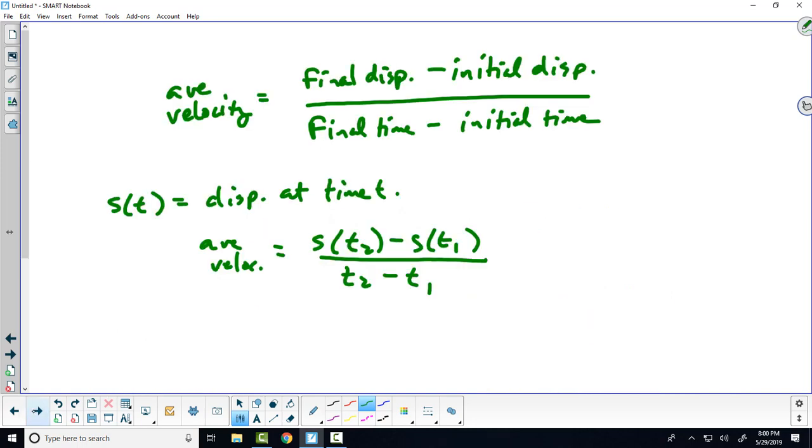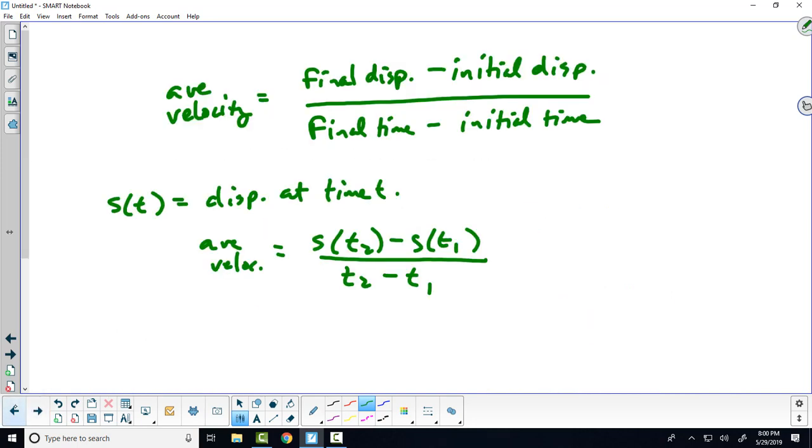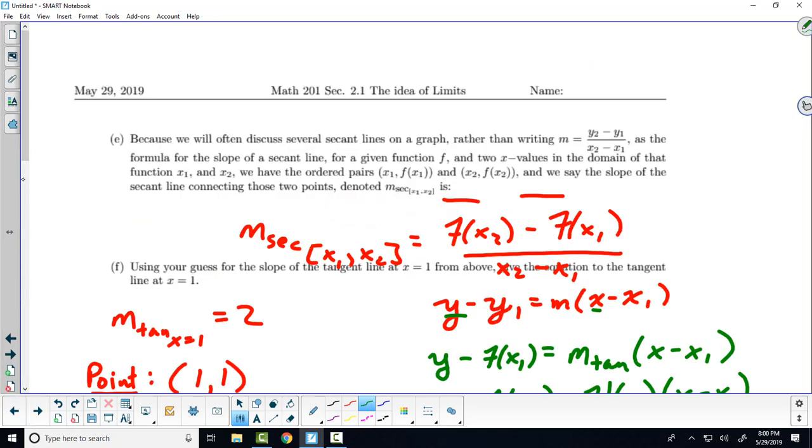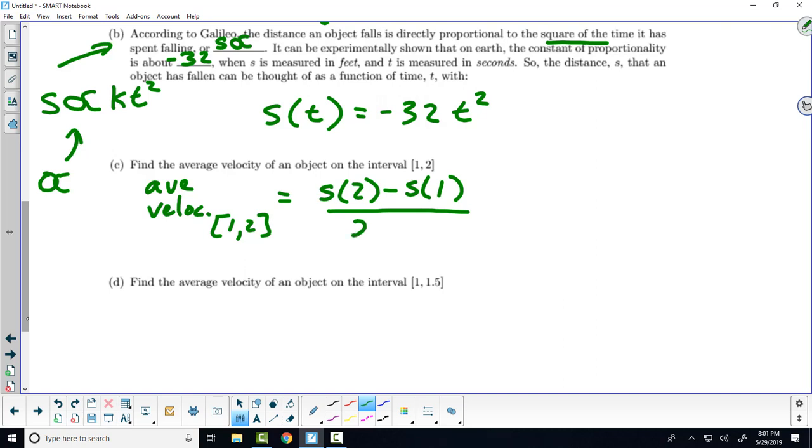Let's see here. How would we do that? Well, we would say that the average velocity between t equals 1 and t equals 2 would be s of 2 minus s of 1 all over 2 minus 1. Everyone see how I did that?